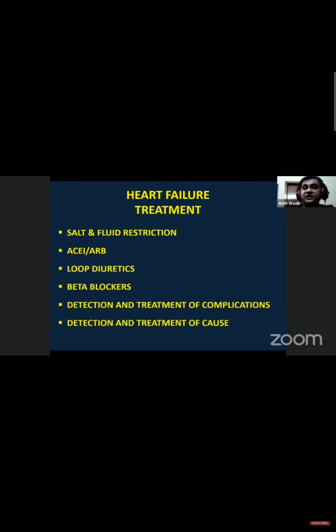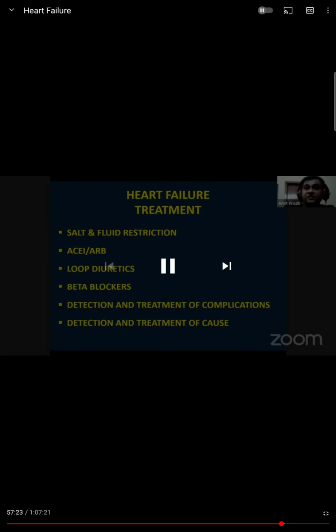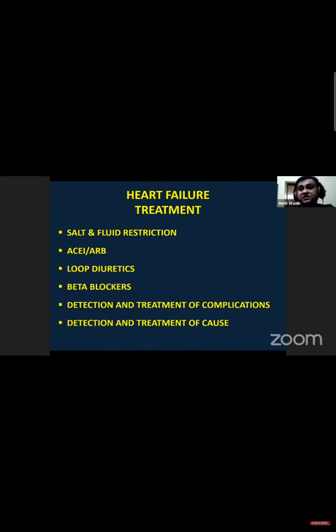Another important aspect of the treatment of heart failure is detection and treatment of complications. Because heart failure can lead to respiratory failure, cardiogenic shock, arrhythmias, acute kidney injury, electrolyte imbalance. And any of these 5 complications would prove fatal. So apart from treating the heart failure patients, we must also look for the complications. Only treating the diseased heart does not save the patient. Other fatal complications must be looked for and should be managed accordingly.